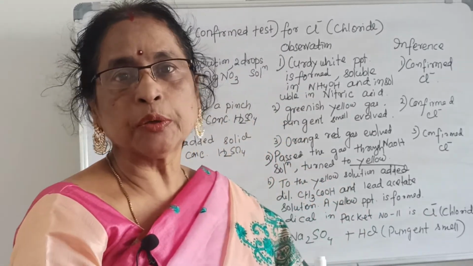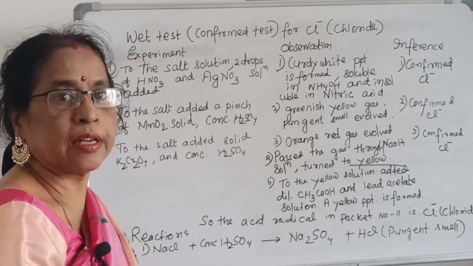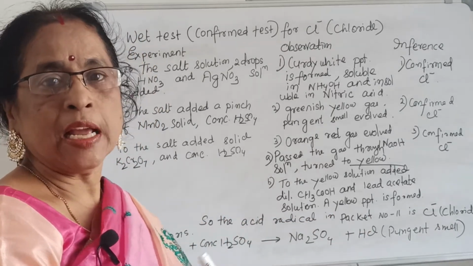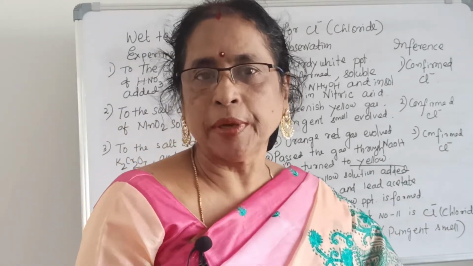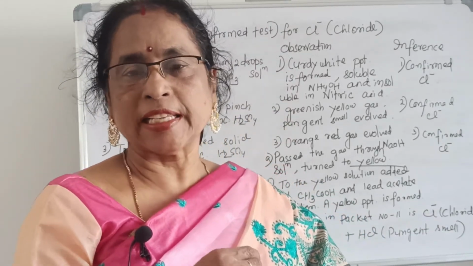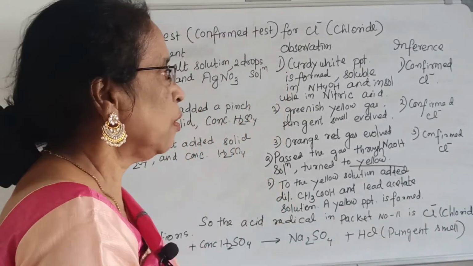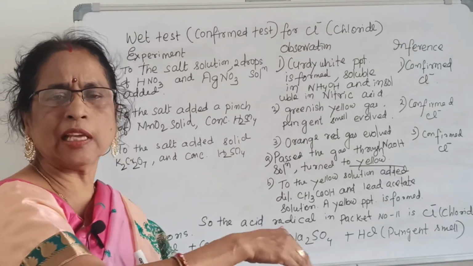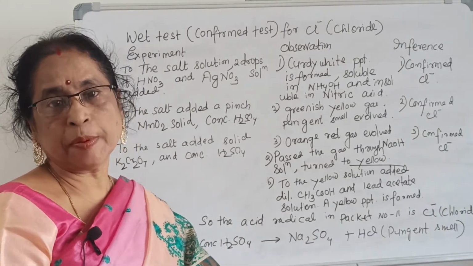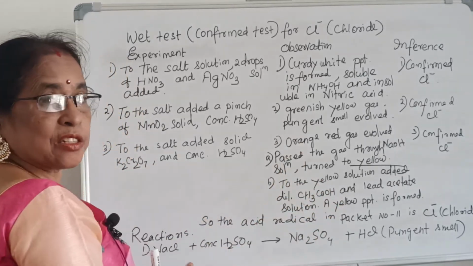After that we concluded that the acid radical in the packet number is chloride. That means here I proved that the acid radical given to me is chloride, Cl minus. You will write it, and also spell chloride. Now after that I should know what the reactions involved in all the types of experiments are. Every test has a reaction.